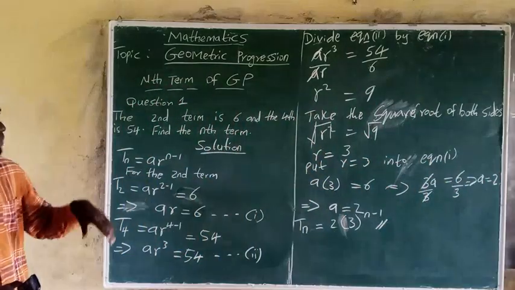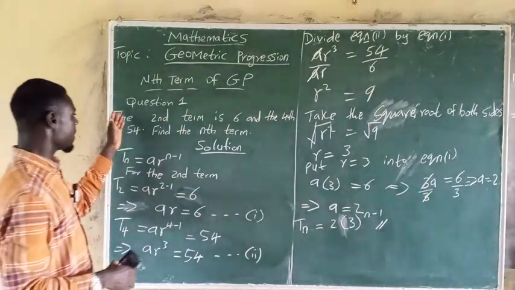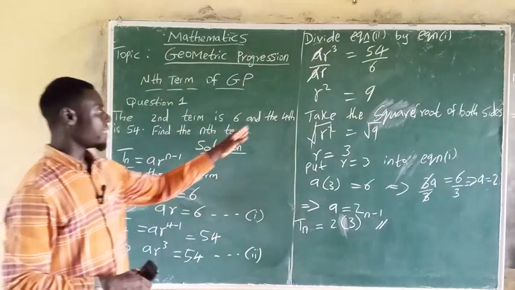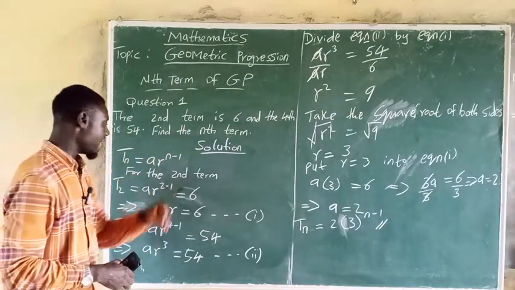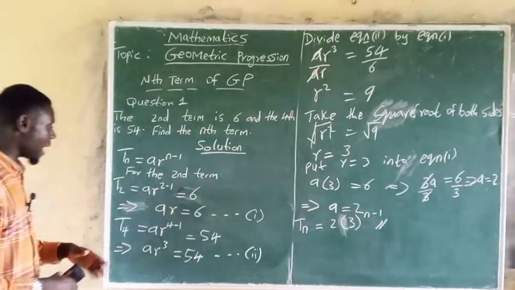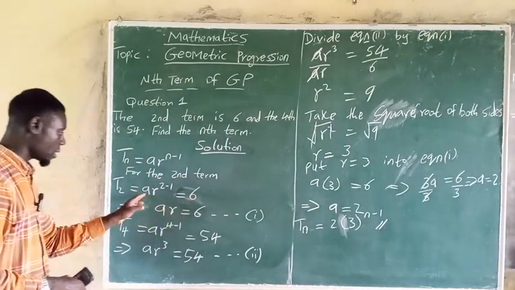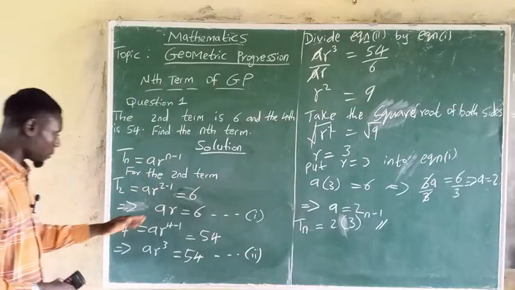Okay, let me revise what I've just done. Now, this is the question given to us. We said find the nth term if the second term is 6 and the fourth term is 54. Using this formula, we are going to find the second term. If the second term is equal to 6, this is what we are going to do. We substitute into the formula given to us.